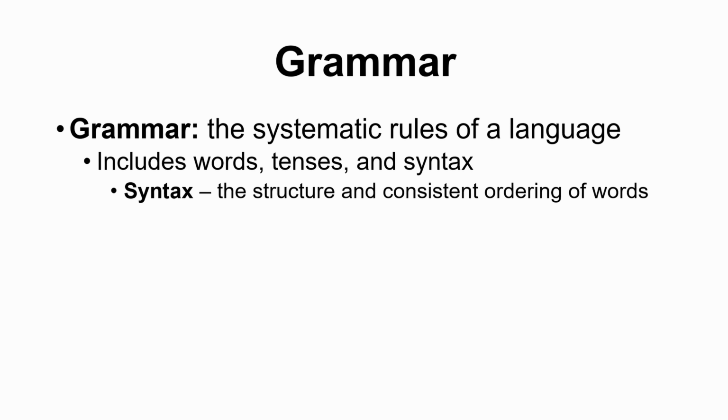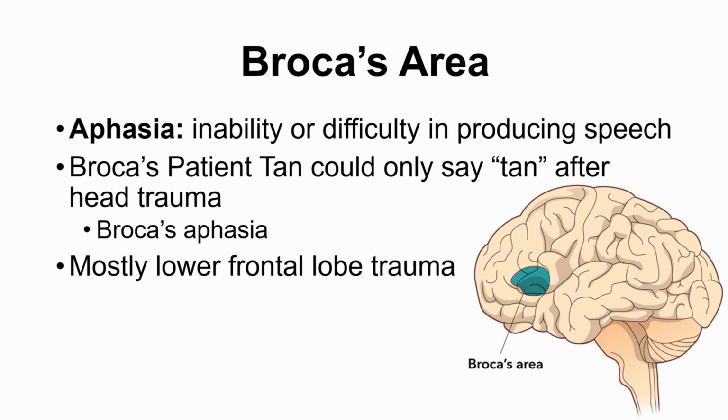Now, from this concept of the structure of language and how we put all of those components together, we're going to take a bit of a pivot and look at some of the structures in our brain that are involved in our production and processing of language. The first of these areas is called Broca's Area. This goes back to when Dr. Broca was treating a man who had been kicked in the head by a horse.